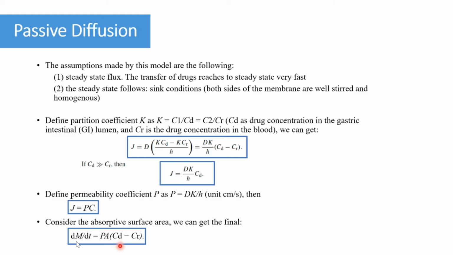CD is the concentration of the drug in the gastrointestinal tract, and CR is the drug concentration in the blood. So we can get the J, or the flux, by only knowing some characteristics of the membrane: the permeability of the membrane and the surface area. Then we can collect the drug in the gastrointestinal tract, or the dose of the drug that we consume, and CR is the concentration of the drug in the blood. So we can collect the blood, and then measure how much drug is in the blood circulation.